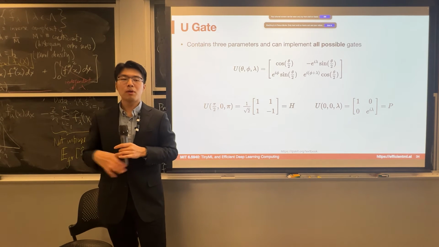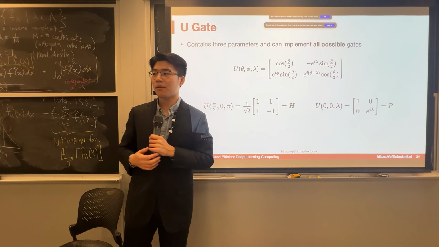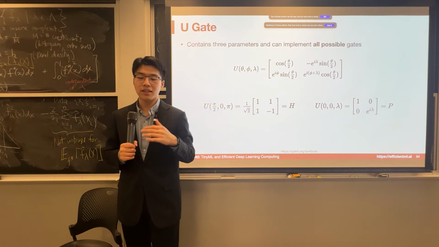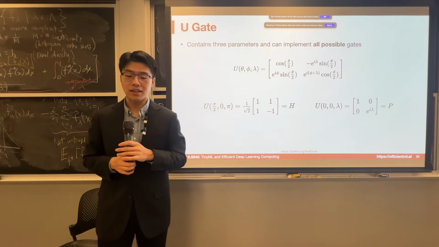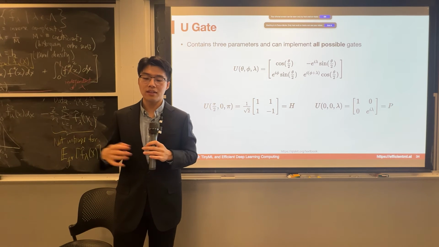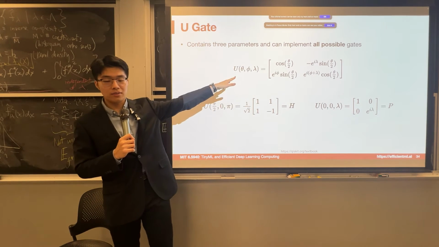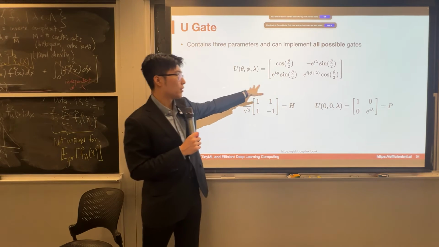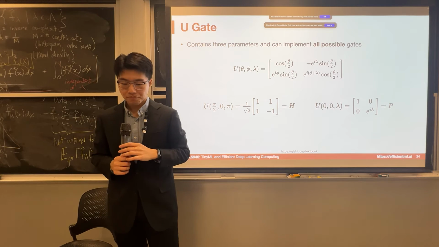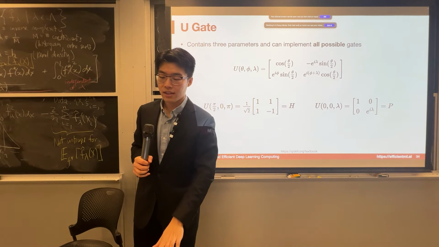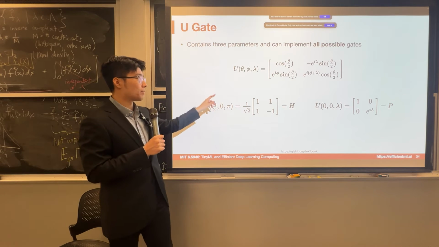After we introduce those specific ones, the most general gate is actually the U gate, where we have 3 parameters and can implement all the possible gates. We can see it contains the cosine theta over 2 and also multiple other parameters. So in total, we have 3 parameters to control this gate. And all the previous gates can be deduced from specific parameters of this general gate.